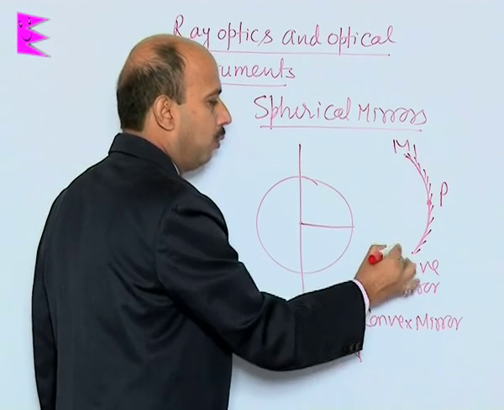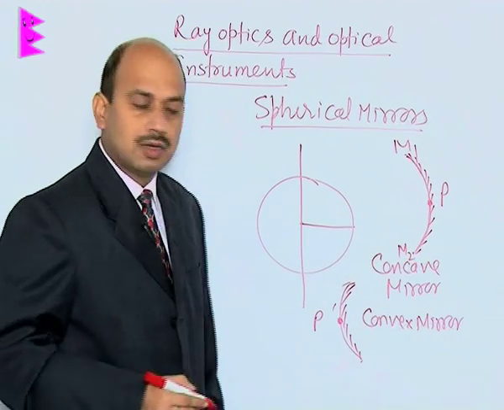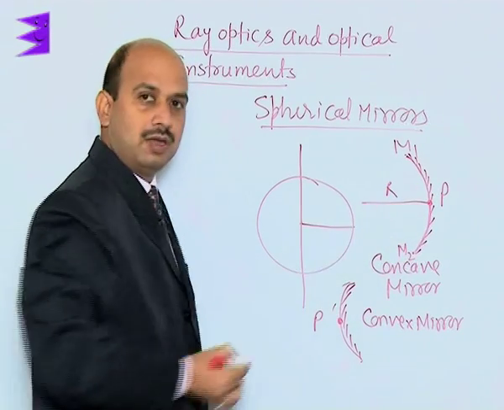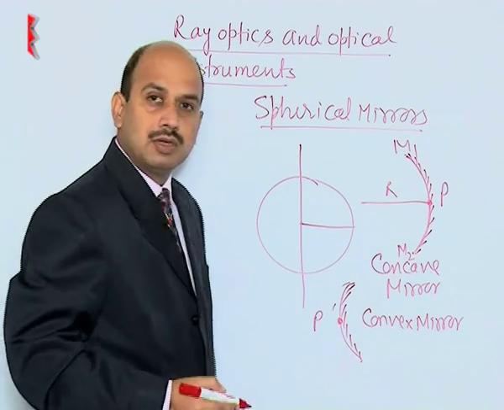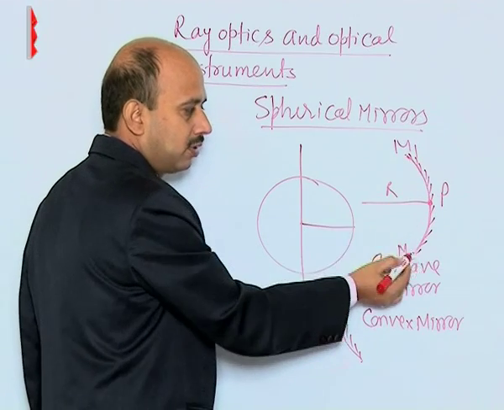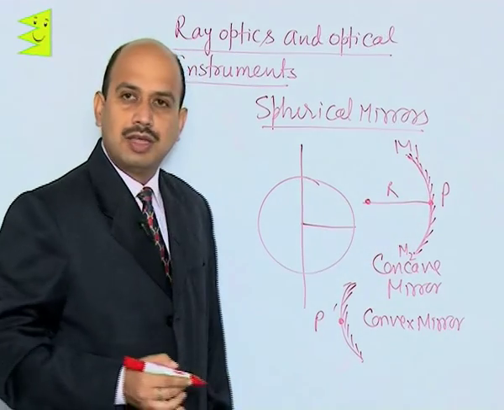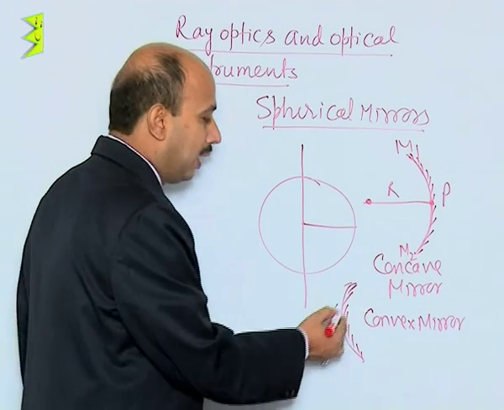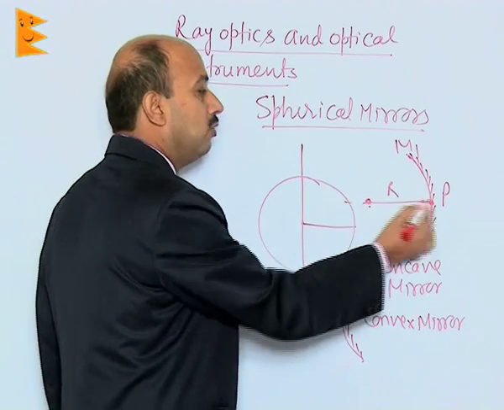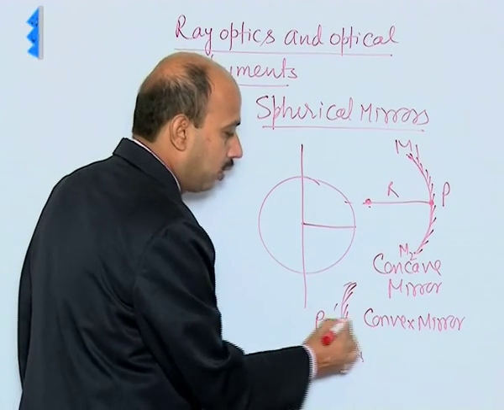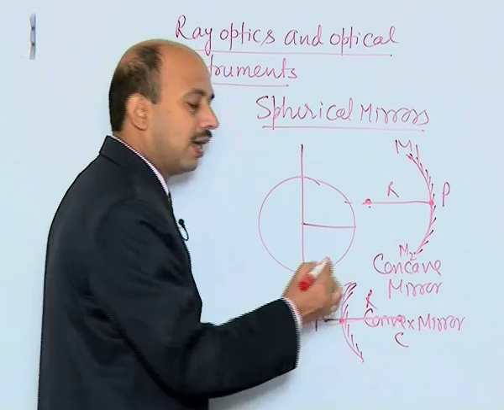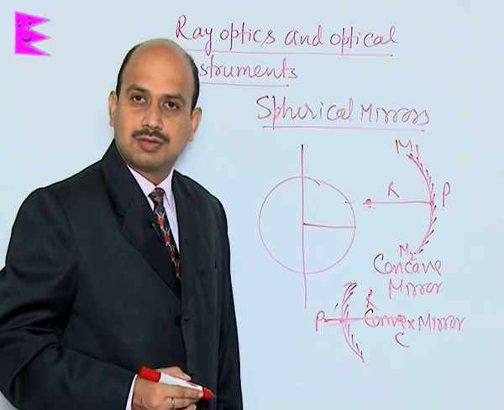Suppose you have taken mirror M1 and here M2, these two parts. This mirror is a part of a sphere, and it has the same center as the sphere of which it is a part. This radius is known as the radius of curvature, and this spherical surface has its center, which is known as the center of curvature. A straight line joining the center of curvature and the pole is known as the principal axis. Similarly, in the convex mirror there will be the center of curvature, this will be R, and this line will be referred to as the principal axis.